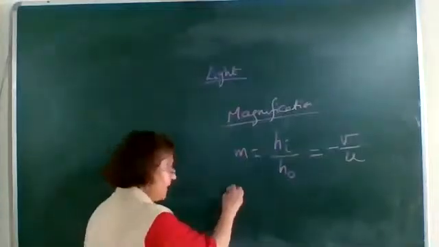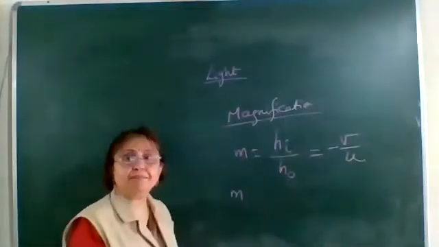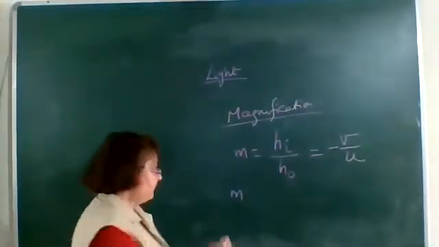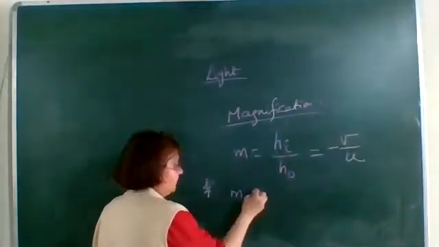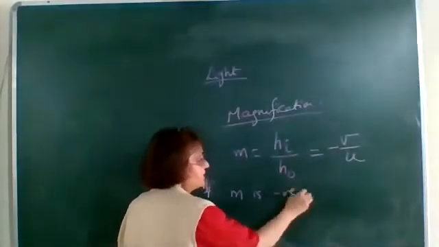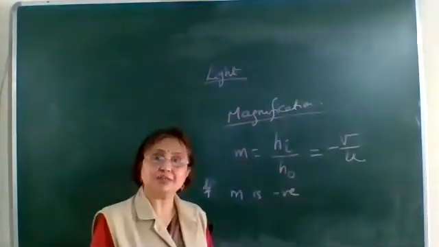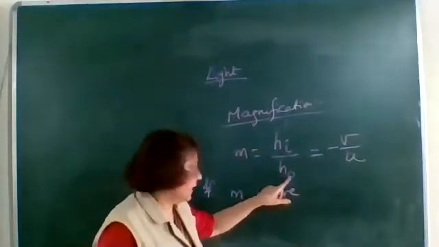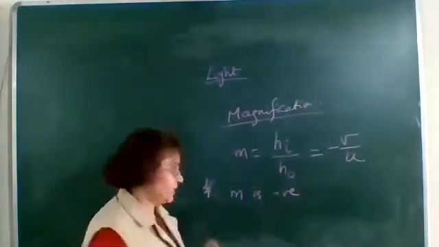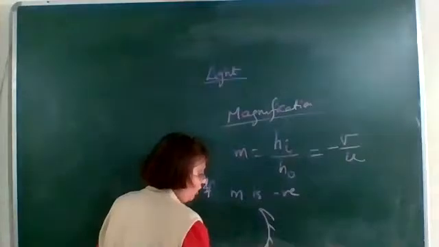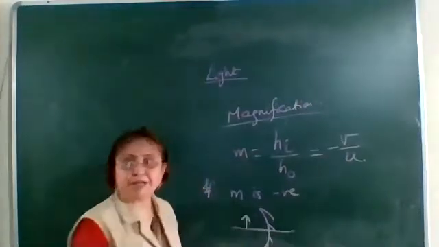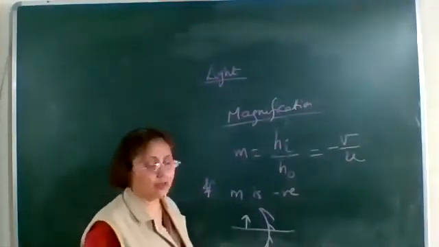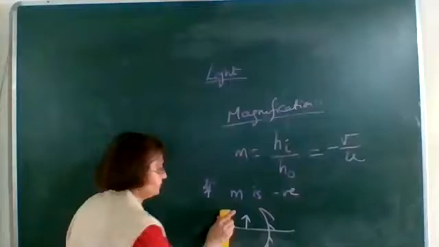Now this magnification may be negative, may be positive. If the magnification is negative, now let's see what it means. If ho is always positive, you are always placing the object above the principal axis. So ho is always positive.